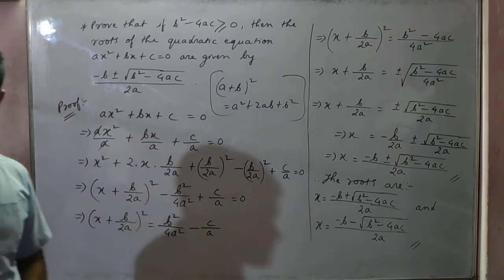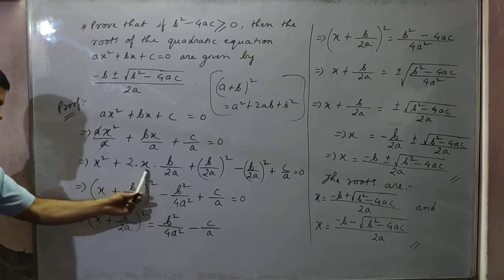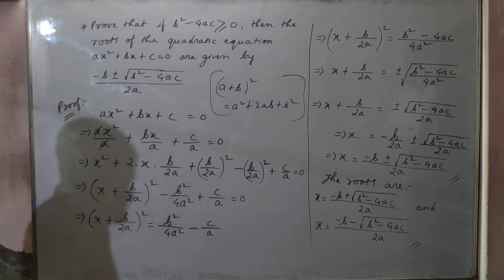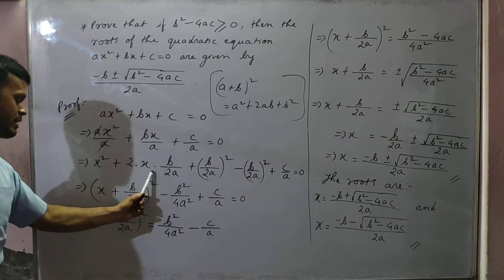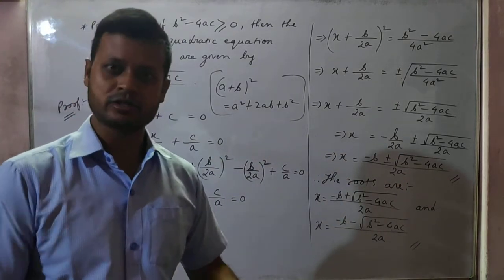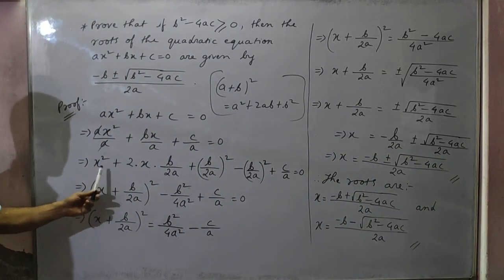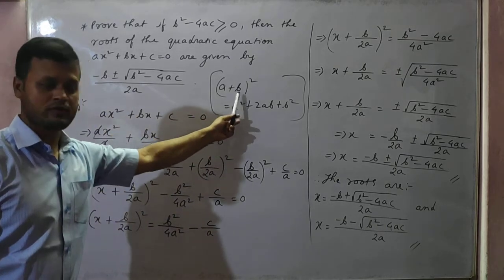Why, students? Because after multiplying these terms, after multiplying 2x and b by twice a, I must find bx by a. Isn't it? I cannot change it. I have to maintain this one. Here also it should be bx by a only. I can just arrange it, but I cannot change the terms.